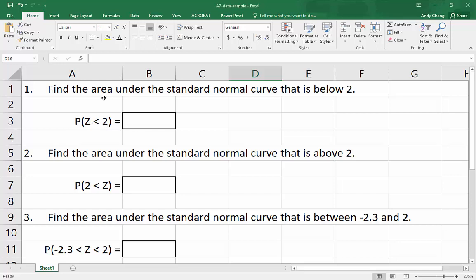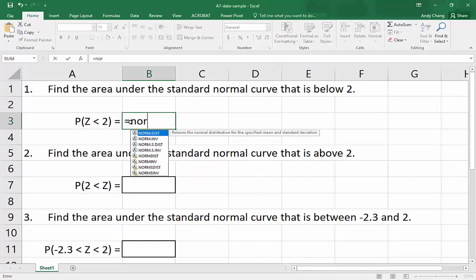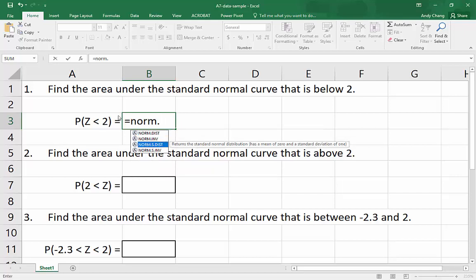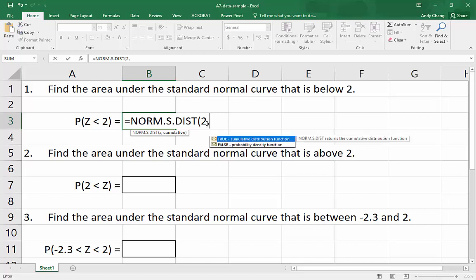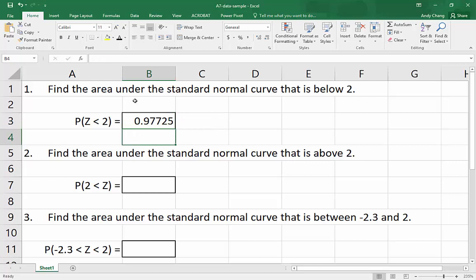In this cell, I'm going to type equal to NORM dot. Actually, they'll give you a selection of functions. Just click on this, and the first parameter is the value you want the cumulative distribution for. You want cumulative distribution up to 2, and then comma and 1 indicating whether you want a cumulative or not. So enter that and hit enter. You get the cumulative probability in a standard normal distribution up to 2.